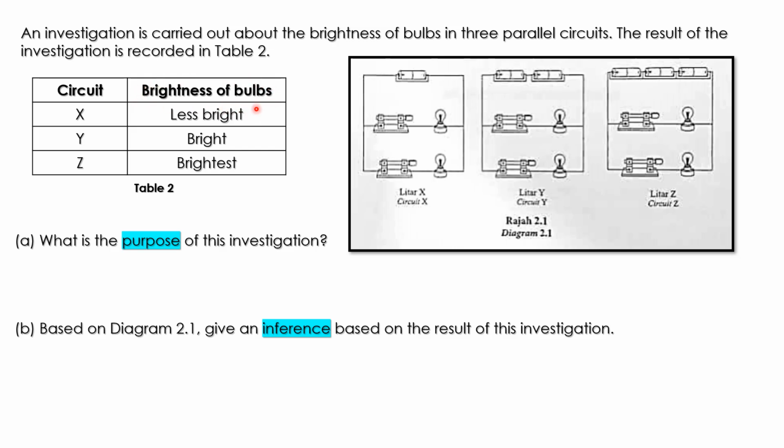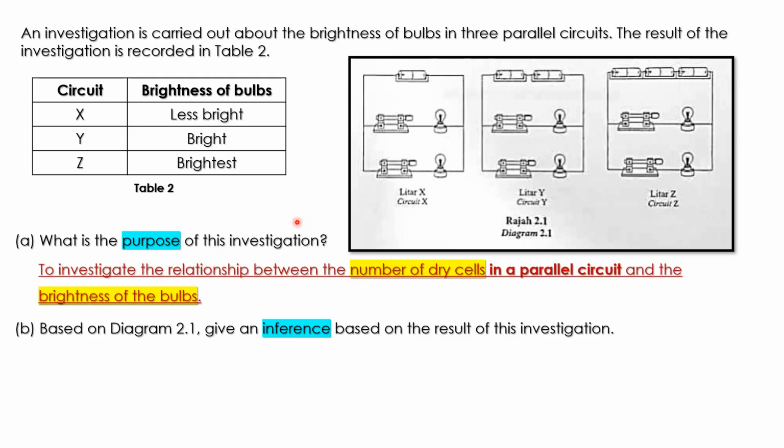So therefore, when I'm going to answer my aim or my purpose, it's going to be to investigate the relationship between the number of dry cells and the brightness of the bulbs. This is a standard form of writing the aim. But in this experiment, one very important point that has to be included is that these 3 circuits are all in parallel. So I'm going to show you the answer.